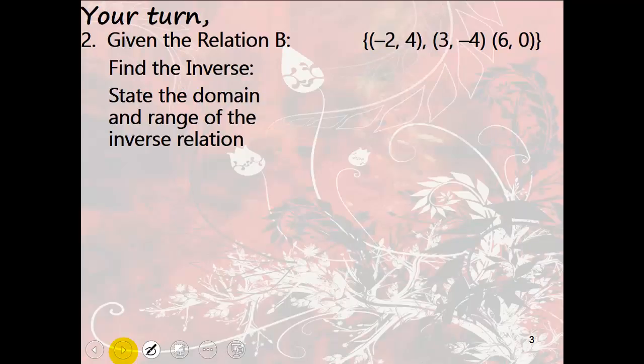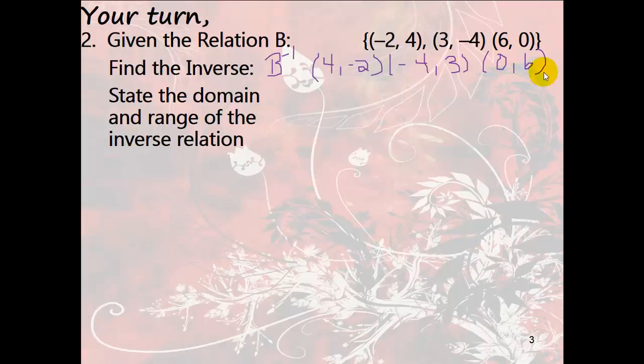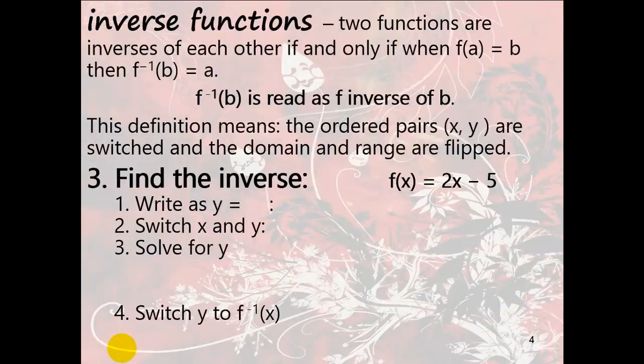All right, I'm going to look for the inverse of B. And so I'm going to flip my domain and range, or my x's and y's, my input and my output. So it's going to be (4, -2), (-4, 3), (0, 6). I'm going to state the domain. It's going to be my x's: 4, -4, 0. My range is going to be -2, 3, and 6.